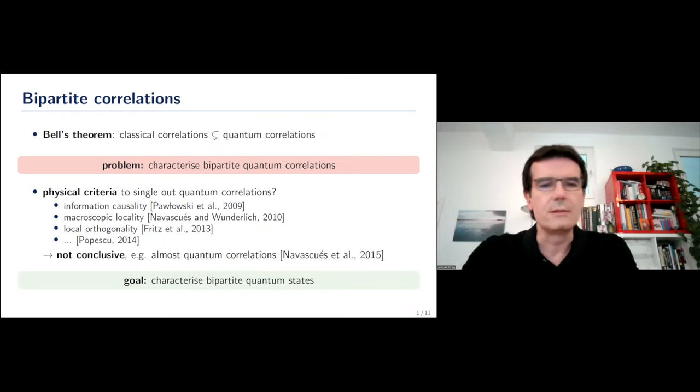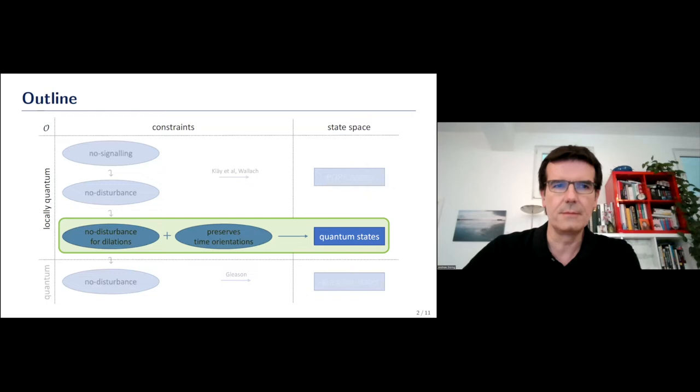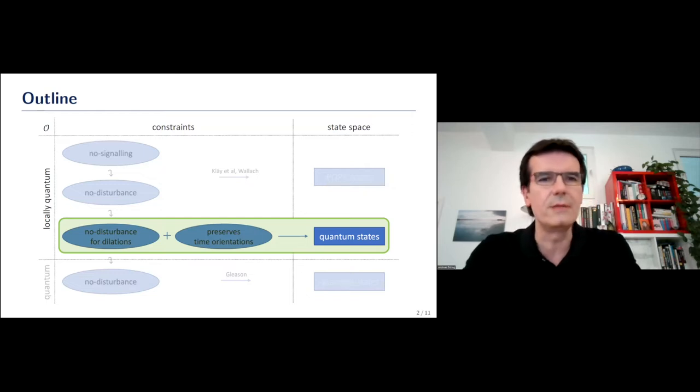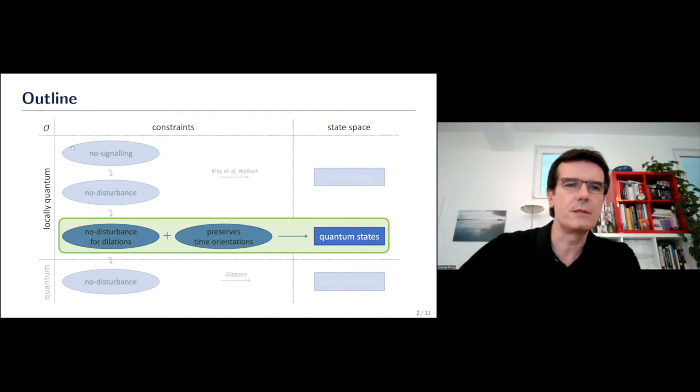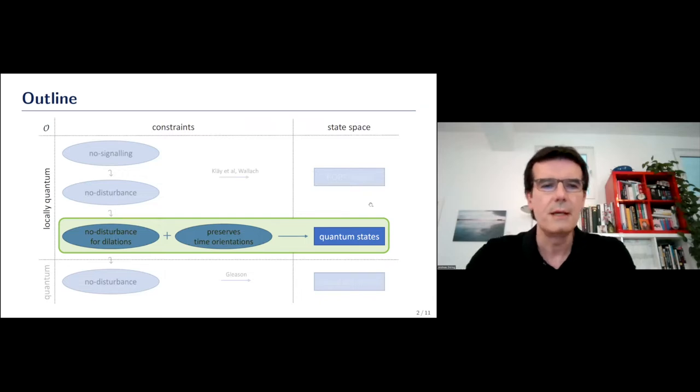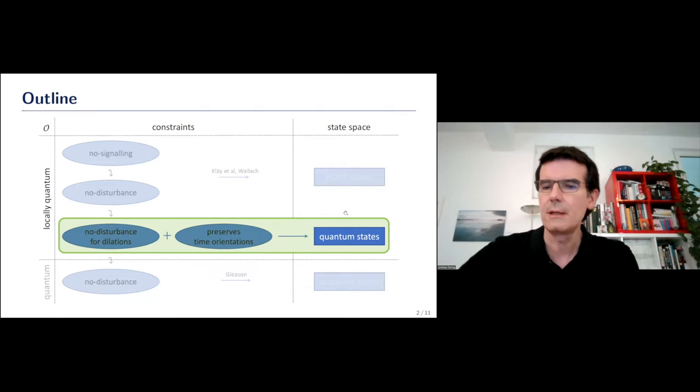So our goal is still to characterize bipartite quantum states, and one slide to give you an overview is here. Of course, there's something we cannot understand at this point, but it should give the idea where I want to go. So we have to look at which observables we are considering, which constraints we put on them, and what this gives us in terms of the state space. And what is marked out here is already the solution. And of course, I'll explain what these things mean and how we single out quantum states in this way.